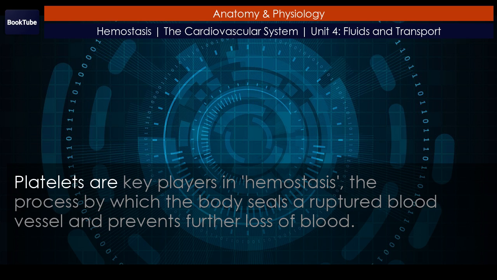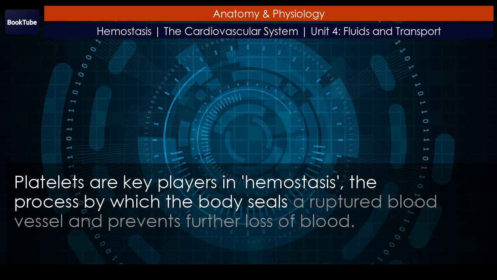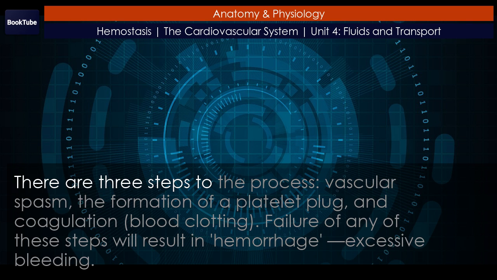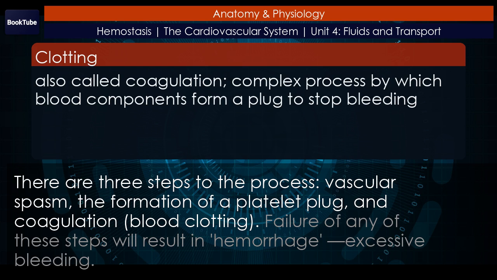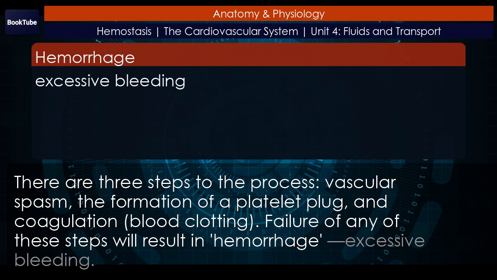Hemostasis. Platelets are key players in hemostasis, the process by which the body seals a ruptured blood vessel and prevents further loss of blood. Although rupture of larger vessels usually requires medical intervention, hemostasis is quite effective in dealing with small, simple wounds. There are three steps to the process: vascular spasm, the formation of a platelet plug, and coagulation, blood clotting. Failure of any of these steps will result in hemorrhage, excessive bleeding.